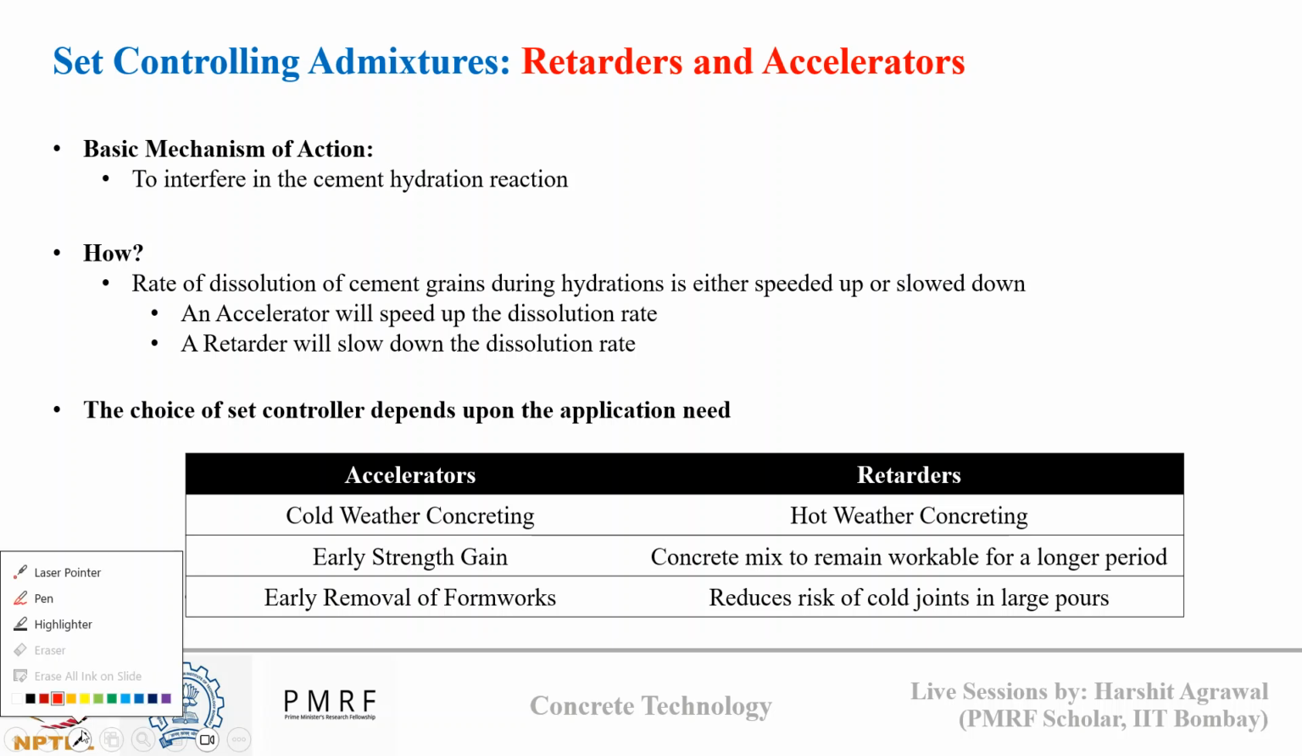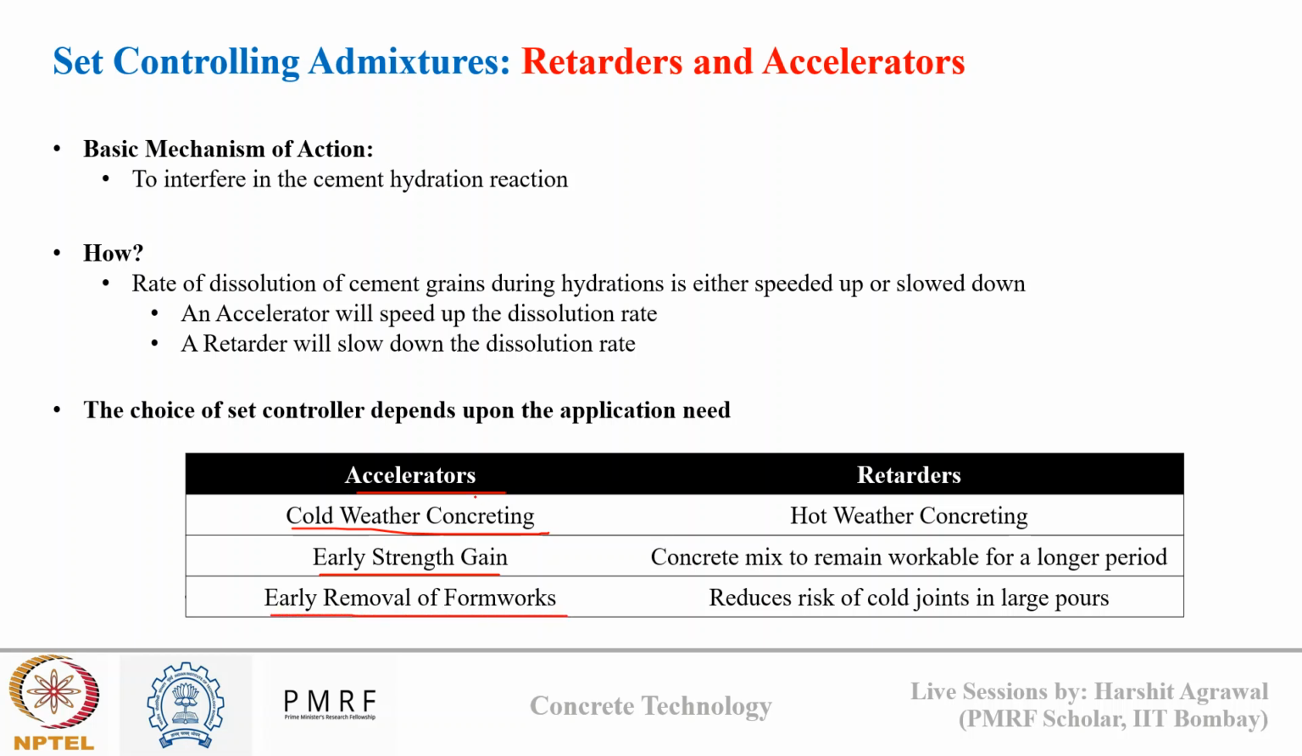An accelerator may be required in cold weather concreting, where my concrete is not setting. Okay, so I need an accelerator to set the concrete. Or when I need early strength gain, then I need quick setting, so I will require an accelerator. Or when I need early removal of formwork, then I will need an accelerator. A retarder is used in hot weather concreting, where due to the high temperature of the surroundings, setting is happening sooner than required, then I will require a retarder.